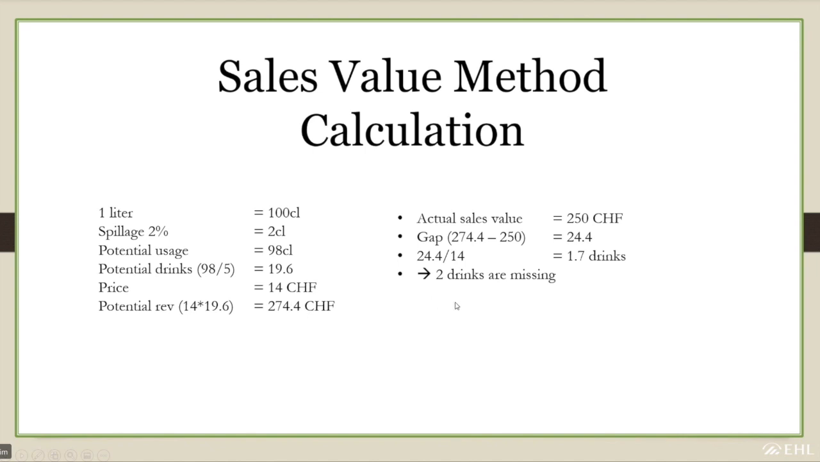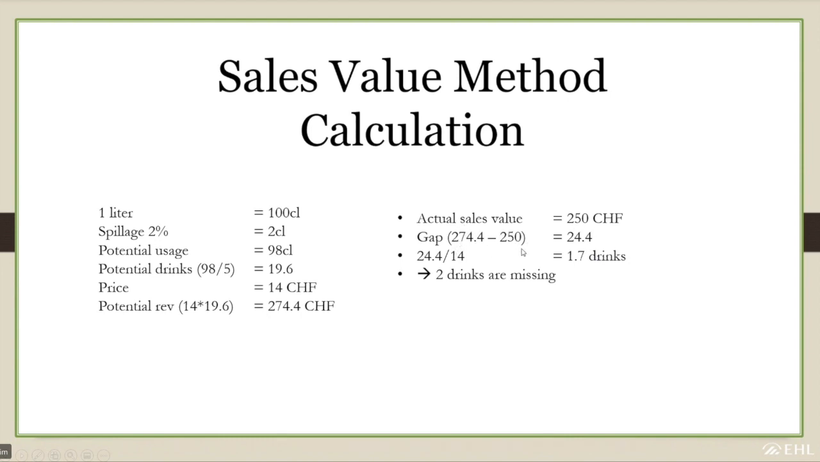Sales value methods. So what we do here is we have a 100 centiliter bottle, which is 1 liter. We have a 2% spillage rate, which is 2 centiliters per liter, and then the potential use is 98 centiliters. So potential drinks is 98 divided by 5, because we can make 5 drinks out of this. And then the price is 14, and the potential revenue is 14 times 19.6, which gives you 274.4. So now you have actual sales of 250.